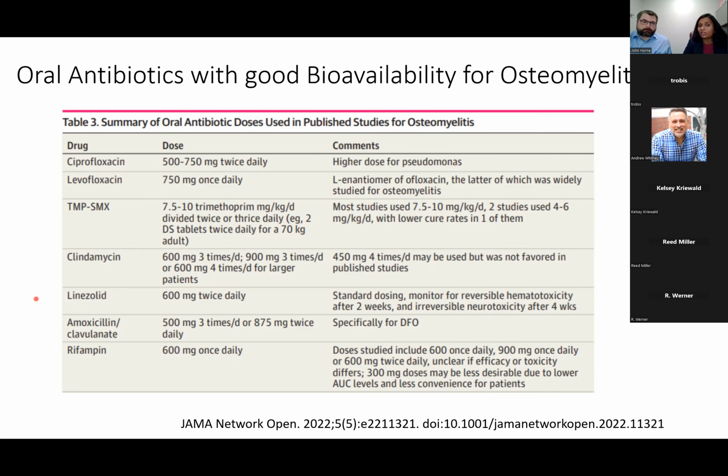So just keep a good eye on it if you're using linezolid, again, close monitoring. Yeah, I try not to use linezolid for osteo specifically because I don't want to use it over about 2 weeks. Yeah, exactly.